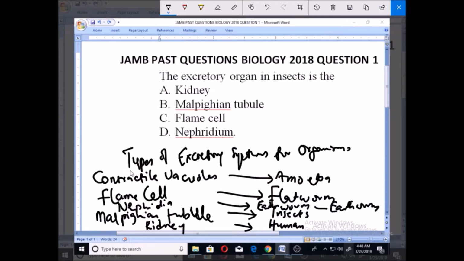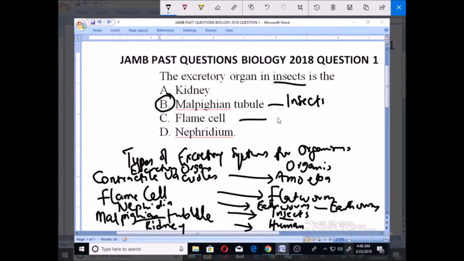So now we have the excretory organs. These are the excretory organs, and these are the organisms that use them. So from this list, you can simply see that the excretory organ for insects is Malpighian tubule, option number B, because you can see it here. Malpighian tubule is used by insects. So Malpighian tubule is the excretory organ for insects.